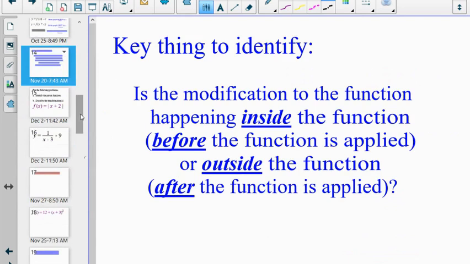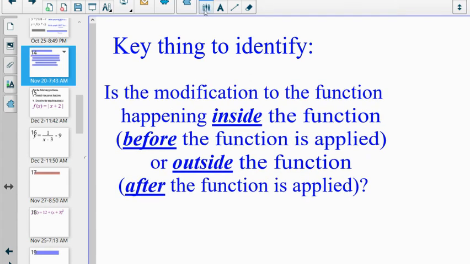general rule, and this will apply to even more complicated things that you'll see in pre-calculus probably next year. Generally speaking, I think about it like this. Stuff that's happening inside the function, before the function is applied, or outside the function after the function is applied. There's a big difference between these two. Stuff that happens inside the function, and I'm going to add on to this.